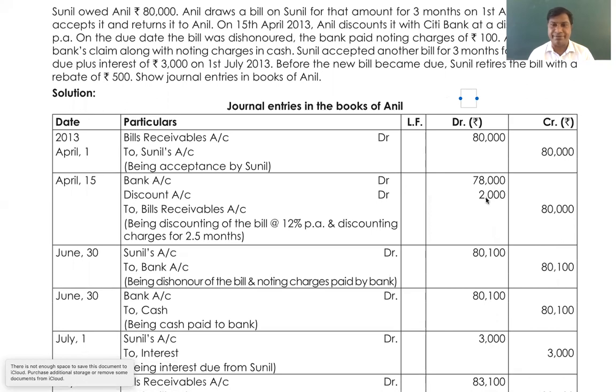Bank account debit, discount account debit, to bill receivable account. This amount is known to us, the bill receivable. How much should be there against bank account? How much should be the discount amount? We'll just check it. So 80,000 is the amount. Now 12% of 80,000. Can you please quickly calculate 12% of 80,000?